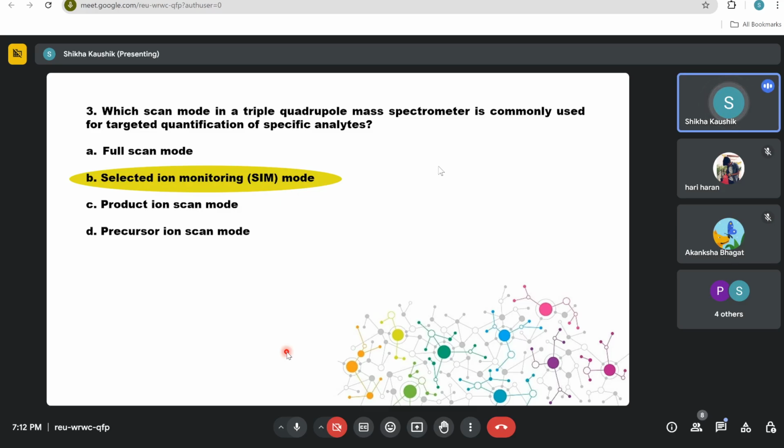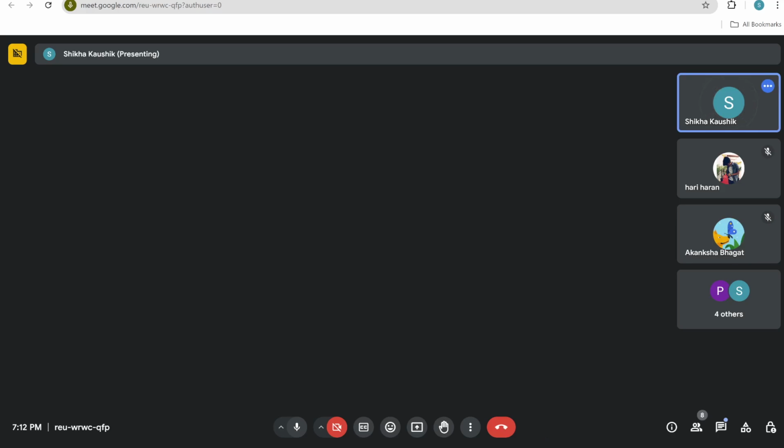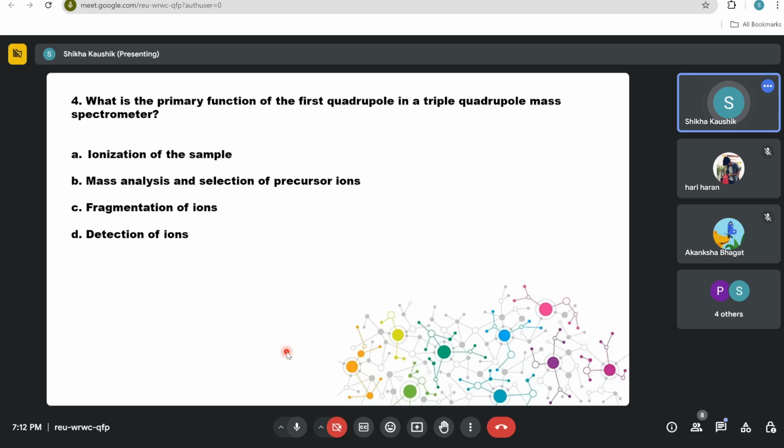You're selecting your precursor. The next question is: what is the primary function of the first quadrupole in triple quadrupole mass spectrometry? Ionization of the sample, mass analysis and selection of precursor ion, fragmentation of ions, or detection of ions. Here you have to state the primary function of the first quadrupole. I think this one is similar to the previous question, but you have to give the answer. So in the first quadrupole, we select our parent ion or precursor ion. So the answer is going to be B.